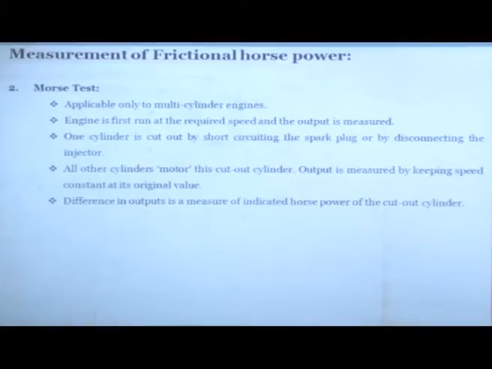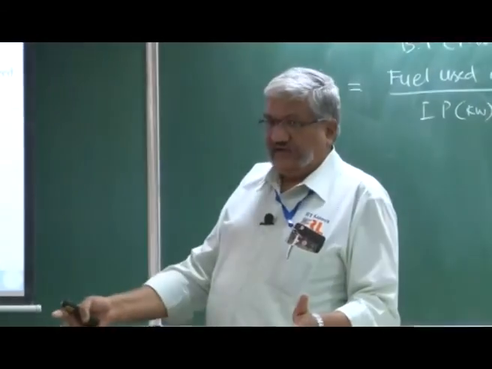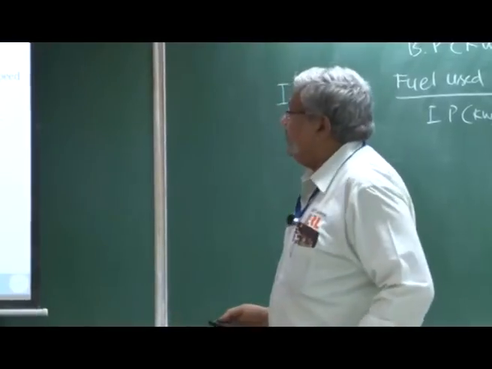All other cylinders motor this cutout cylinder, because now the power is being produced by 3 and consumed by 4, and the output is measured by keeping the speed constant at its original value. The difference in the output is a measure of the indicated horsepower of the cutout cylinder. So you do it for the first cylinder, then the second, then the third, and the fourth cylinder, and that way you can have the frictional horsepower as well as the indicated power for all 4 cylinders. So this is the Morse test.